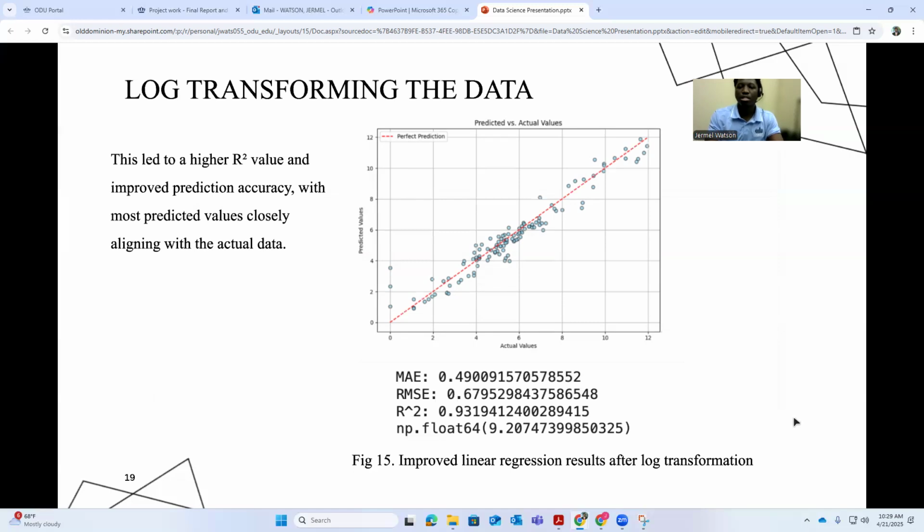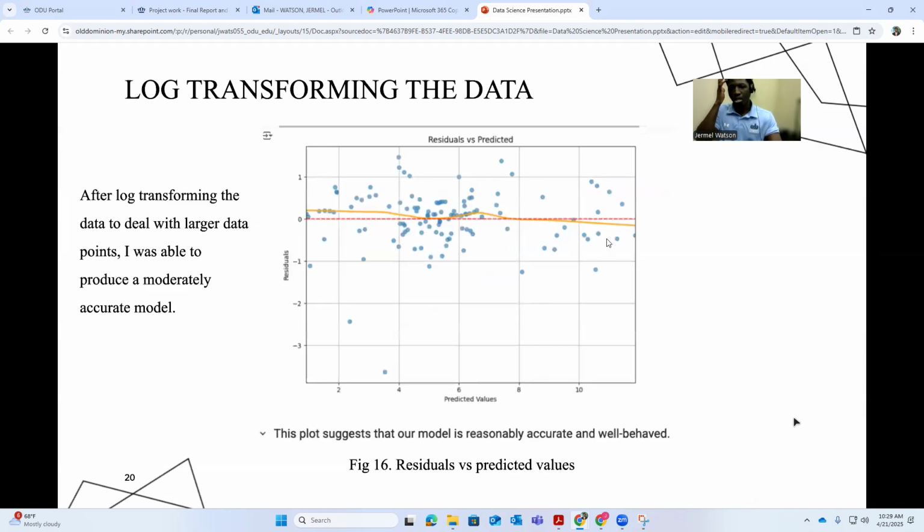And as you can see, the predicted values were way closer to the actual values. In way of evaluation of this performance, we plotted a residual versus predicted graph, and that basically suggests that our model performed reasonably well.